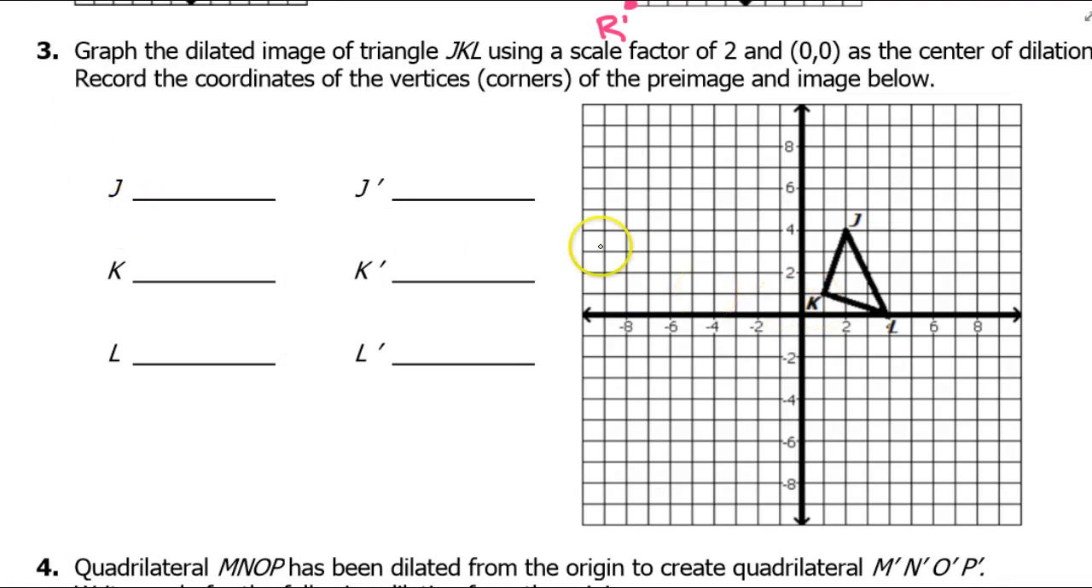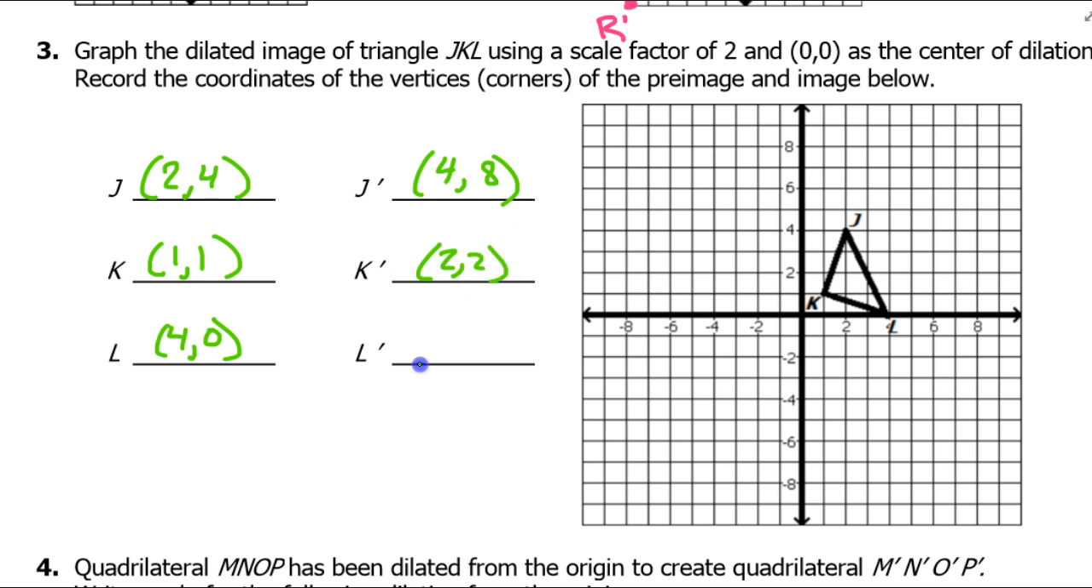The coordinates of point J are 2 comma 4, and point K, that's 1 comma 1, and point L, that's 4 comma 0. The scale factor is 2. So all we have to do is multiply all of the coordinates by 2. So that's going to make this 4 comma 8, 2 comma 2, and 8 comma 0.